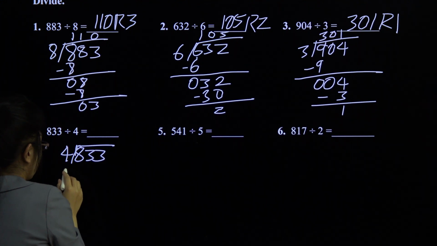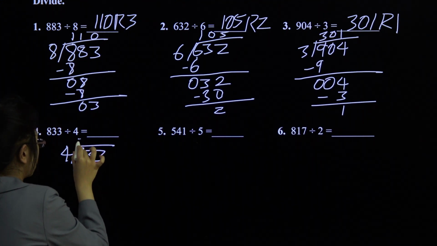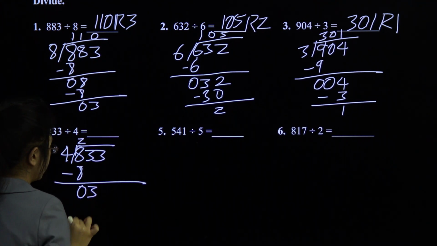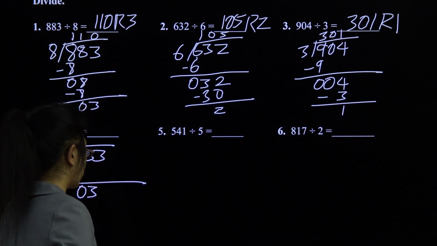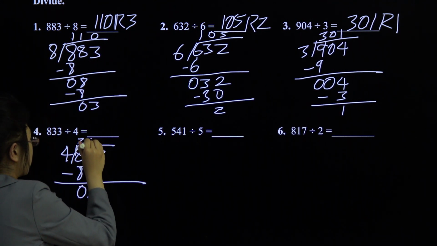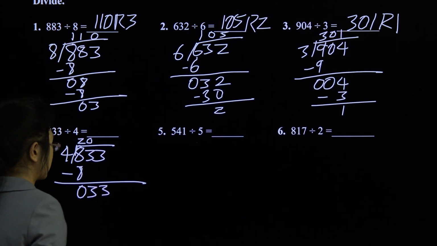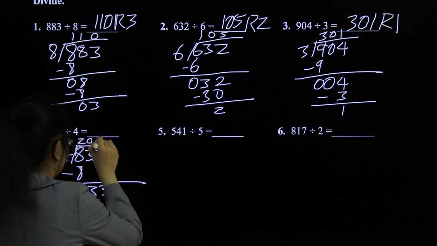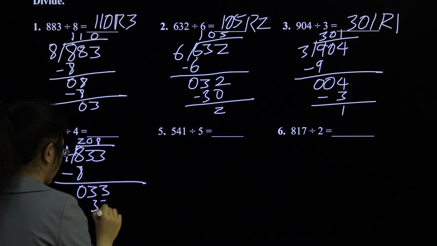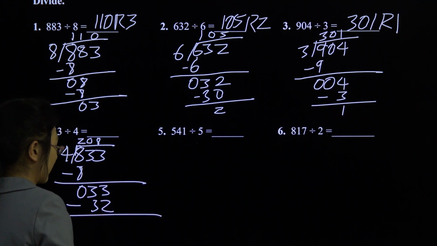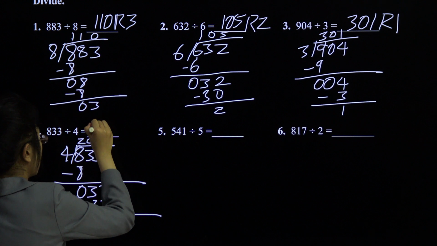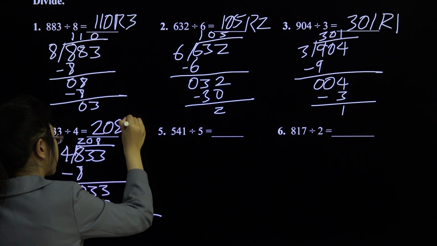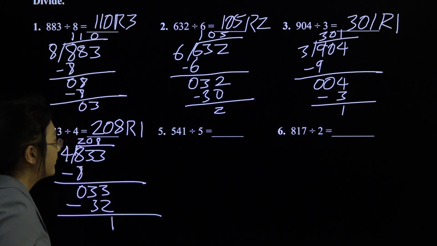4 goes into 8 2 times. And you drag down the next digit. But the next digit is a 3, and 4 doesn't go into 3. So you add a 0 to drag down the next digit. 33. 4 goes into 33 8 times with the remainder of 1. 33 minus 32, which is 4 times 8, is equal to 1. Our answer over here is 208, remainder 1.